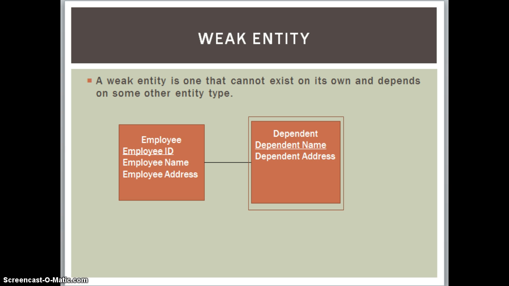As opposed to the strong entity, a weak entity cannot exist without another entity. Here we see that the entity dependent depends on the entity employee, making it the weak entity. A weak entity is denoted by the double line around the entity.